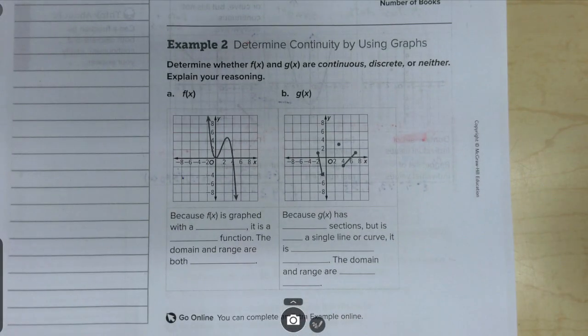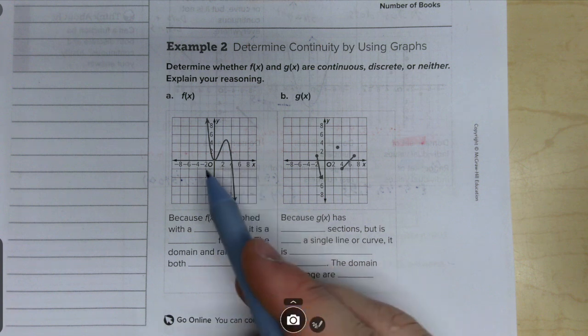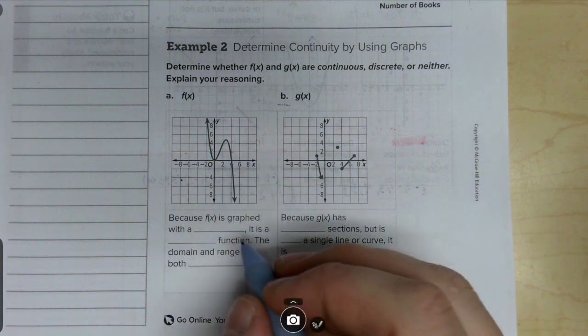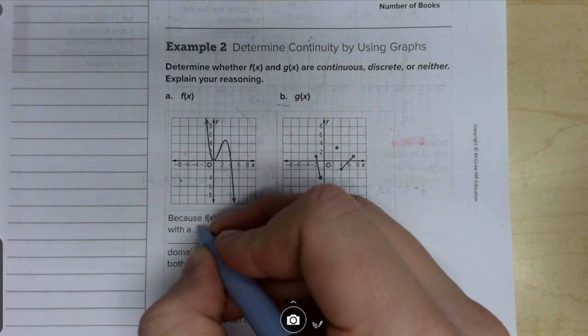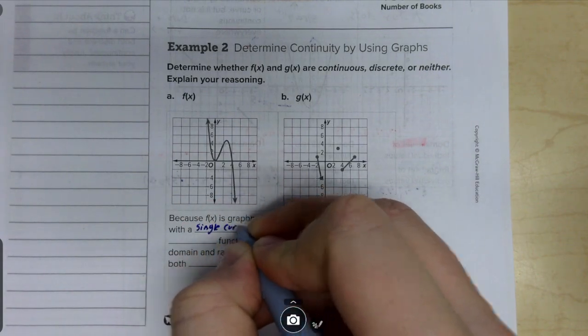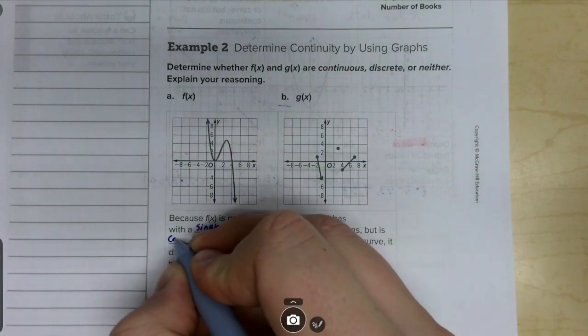Example 2. Determine whether f of x and g of x are continuous, discrete, or neither. Explain your reasoning. All right, taking a look at f of x, it's a curvy line, but there are no breaks in the line. We have arrows. Because f of x is graphed with a single curve, it is a continuous function.